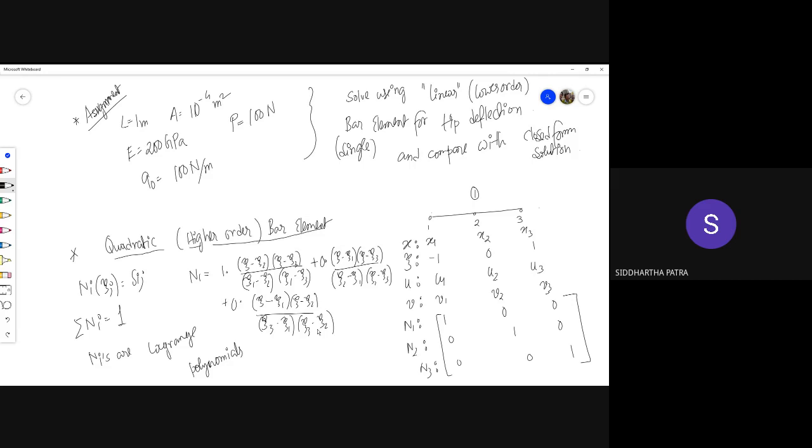Now, can you solve this and give me the expression for n1? Yes. Yeah, can you tell me what is the expression for n1? Sir, 1 minute. Okay.